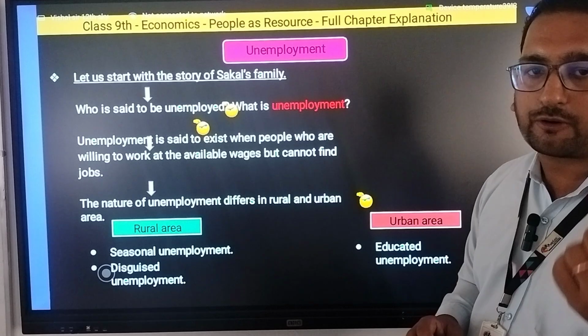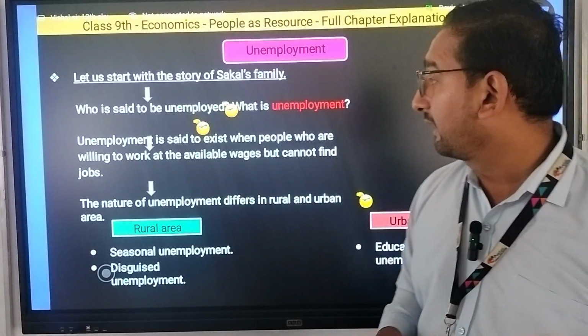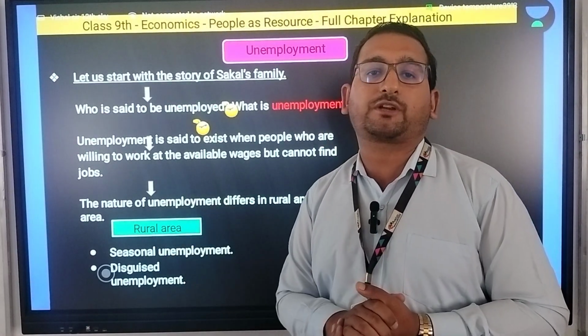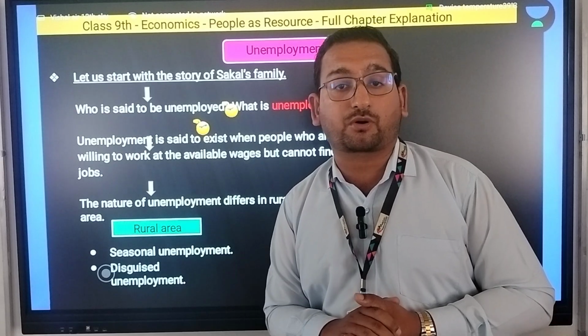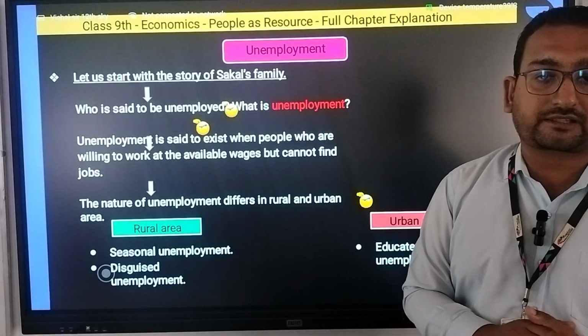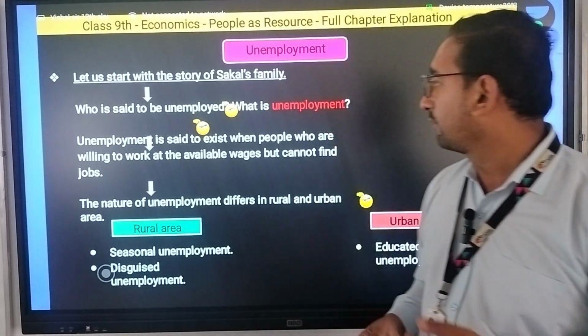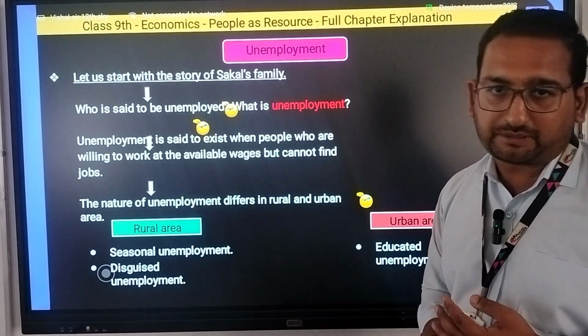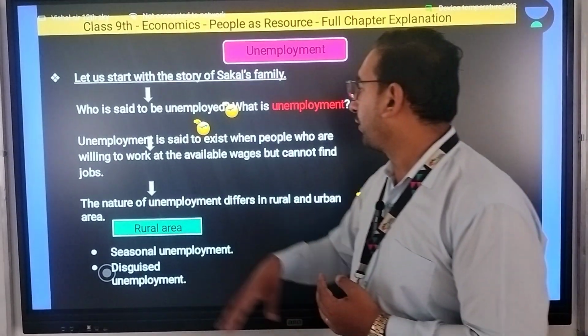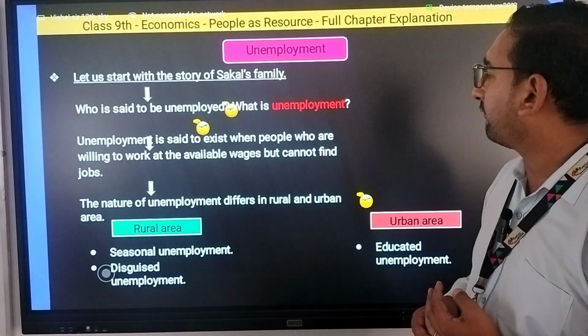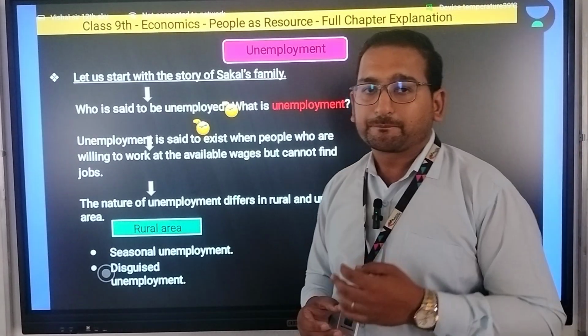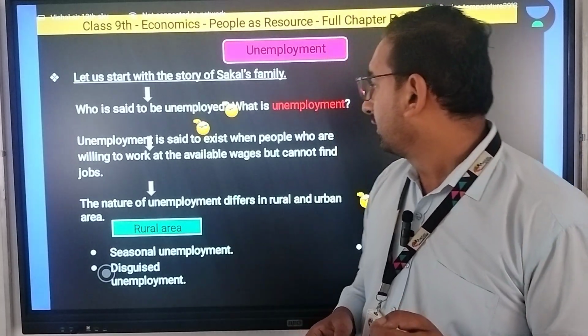It is only the story of a single person, but we have a huge population. Every year, lakhs of people complete their IT sector courses and become engineers. So how can our government provide them employment? Who is said to be unemployed? What is unemployment? The first question is, who is unemployed?